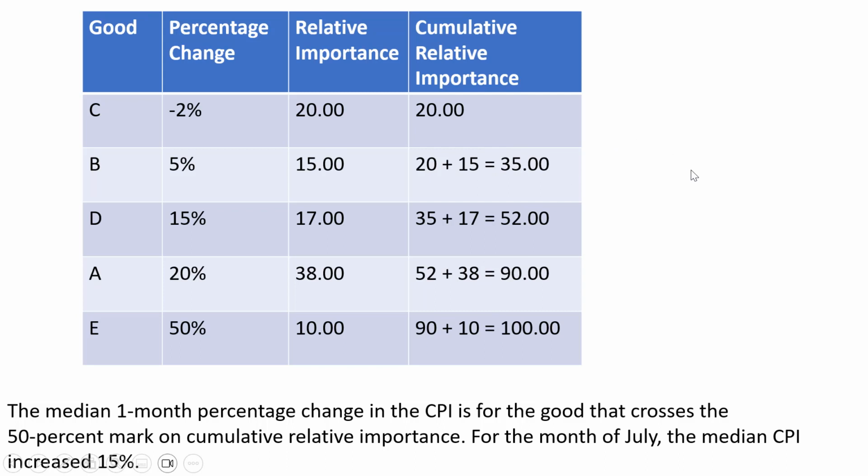So what is the median one-month percentage change in the CPI? It is basically the good that crosses the 50% mark on the cumulative relative importance. So looking at this cumulative relative importance, the good that crosses the 50% mark here is good D. That good increased in price over the month from June to July by 15%, and that then will represent the median CPI increase for the month of July, 15%. All right, that's it.